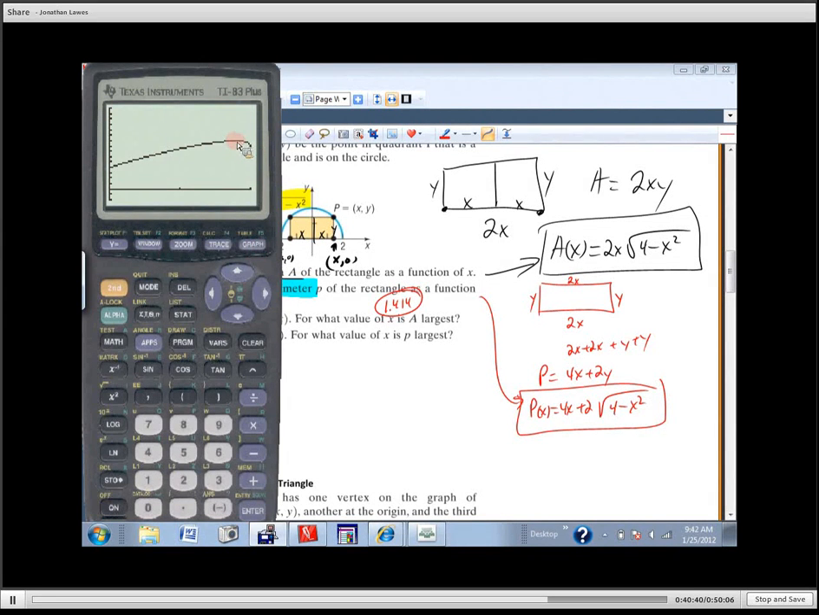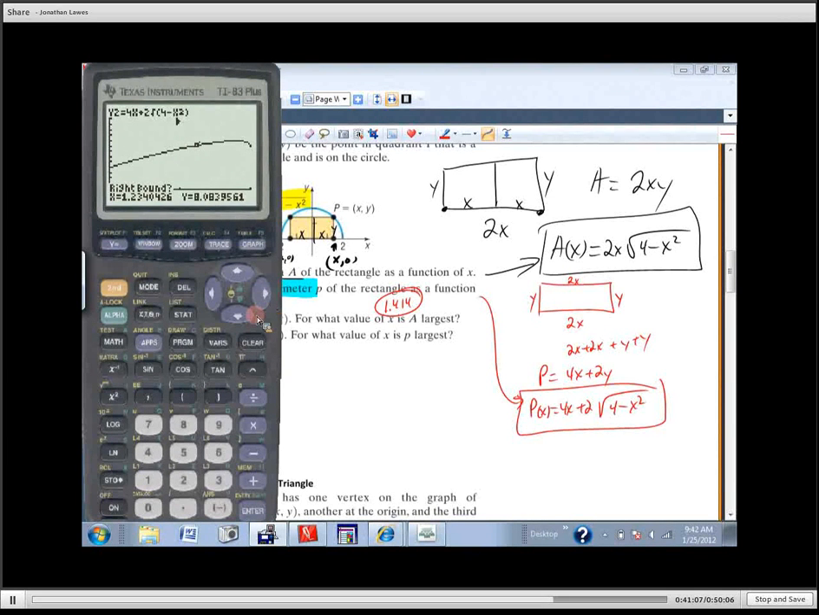So we'd want to see, for what value of x is p the largest. We'd want to find that right there. Now, do I need to run through the whole max thing? Do you want to see how to do that again, or are you okay? Does anybody want to see that? Just pop your hand up real quick. Okay, so I hit second trace, second calculate. You hit max. I'm on the left, so I'm just going to hit enter while I'm there. And then I go over here.